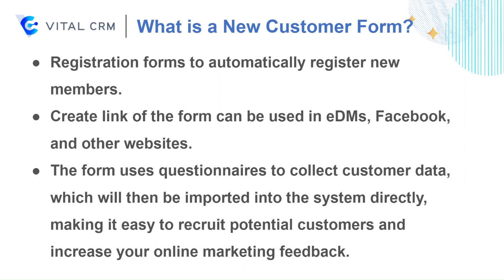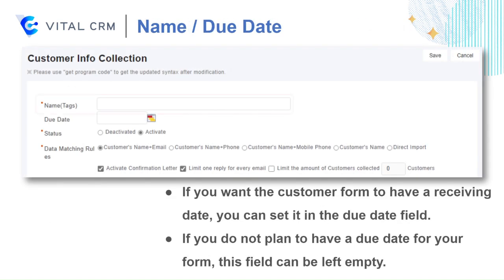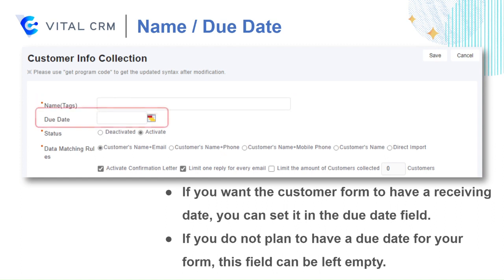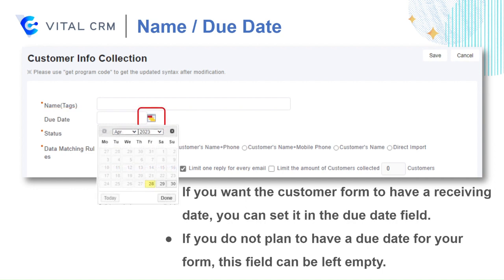In this tutorial, we will explain how to create a customer form. Give your form a name and fill in the form sheet, including setting the due date. If you want the customer form to have a receiving date, you can set it in the due date field. Choose the due date in the date calendar. If you do not plan to have a due date for your form, this field can be left empty.